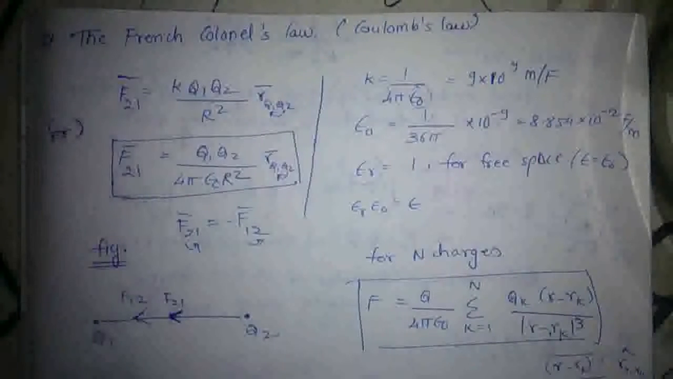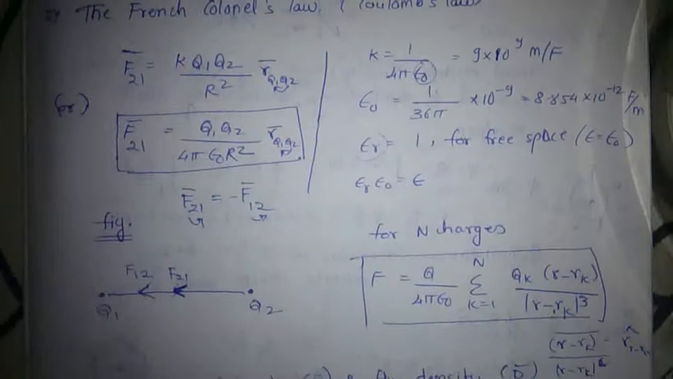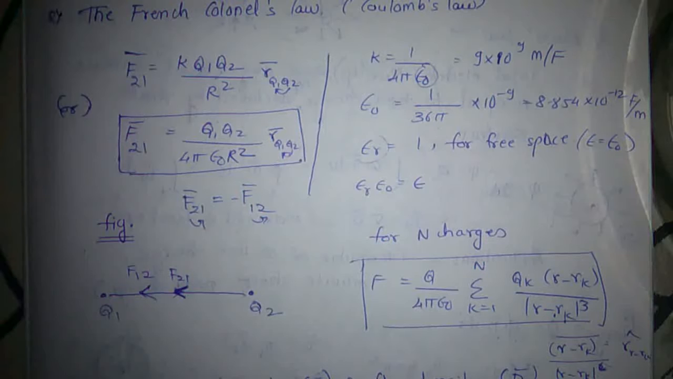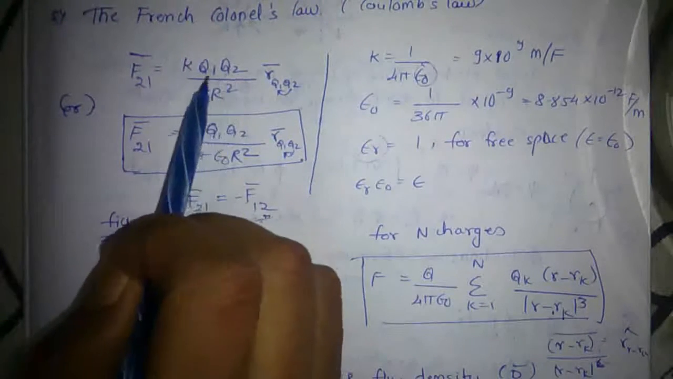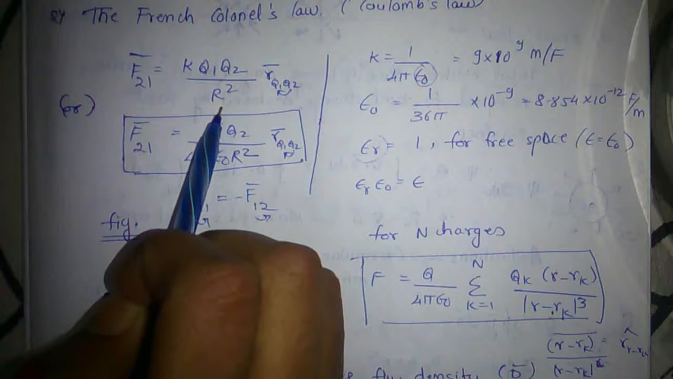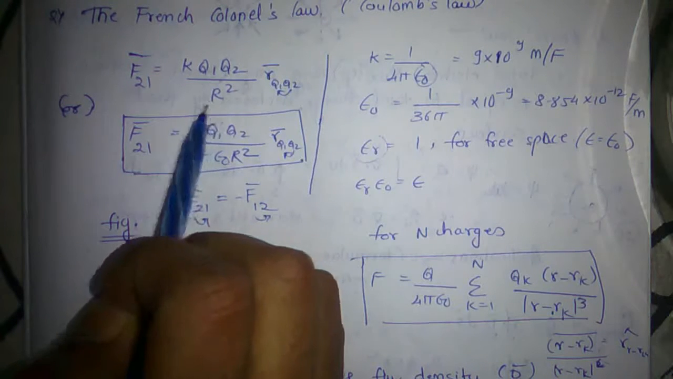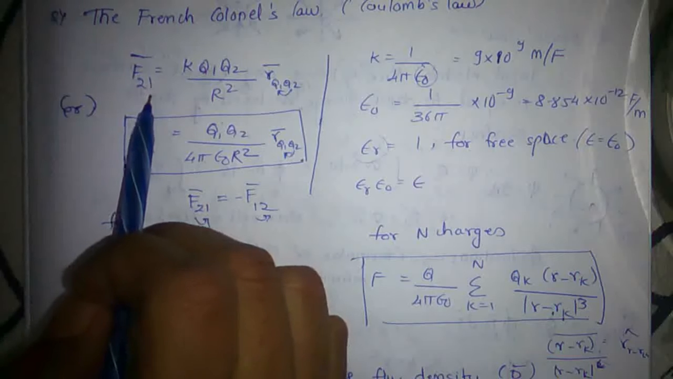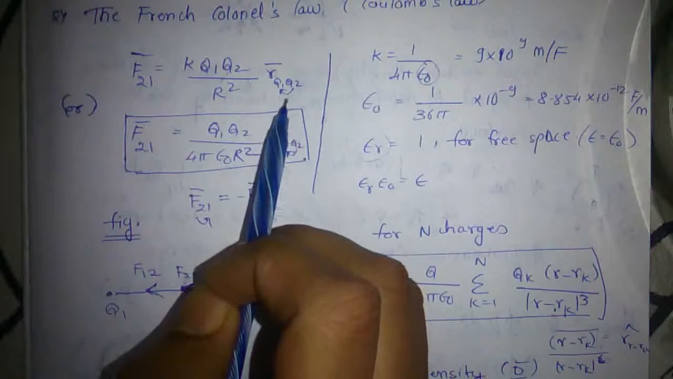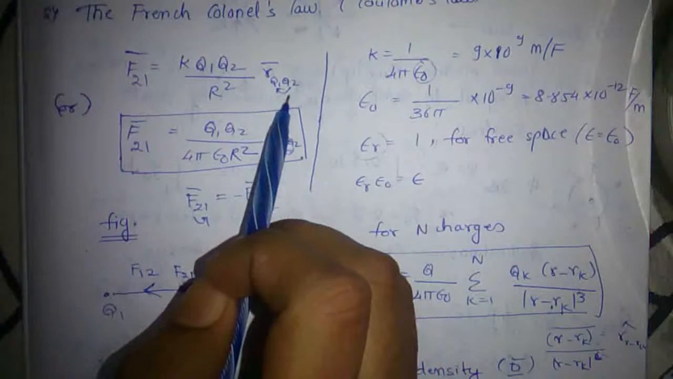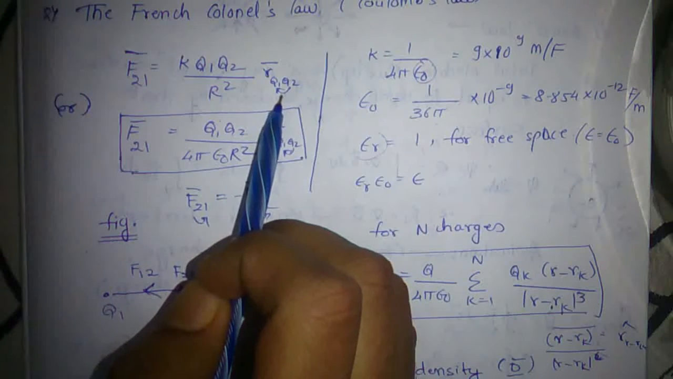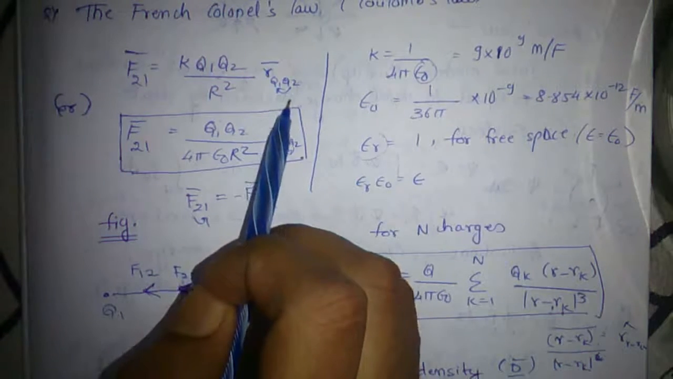being a colonel, he devised this law. According to Coulomb, the force between any two charges, or the force exerted by a particular charge Q2 on Q1, is directly proportional to the product of the two charges Q1 and Q2, and inversely proportional to the square of the distance between them. Since force is a vector quantity, the vector direction is defined by the direction vector from Q2 to Q1, that is RQ2 minus RQ1, right?